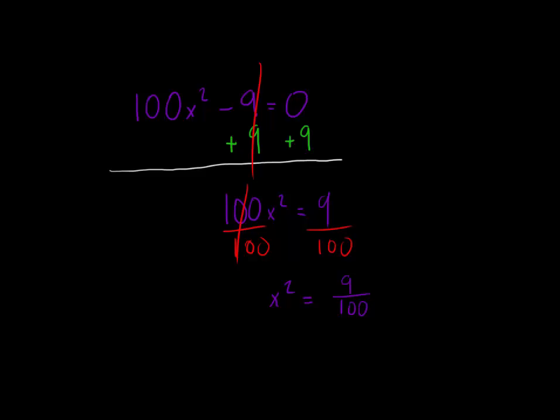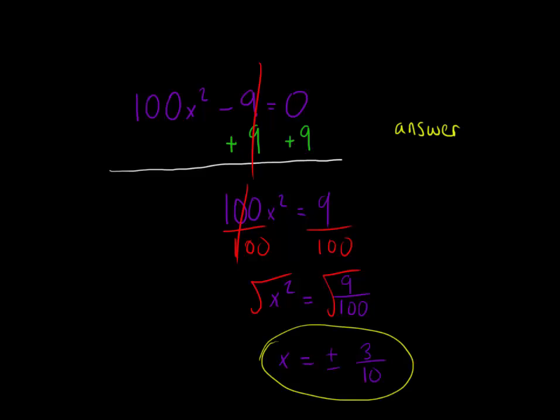Now take the square root of both sides. Square roots always give two answers, one positive, one negative. And the square root acts on both the numerator and the denominator of the fraction. The square root of 9 is 3. The square root of 100 is 10. So our answer is x equals 3/10 and x equals negative 3/10.